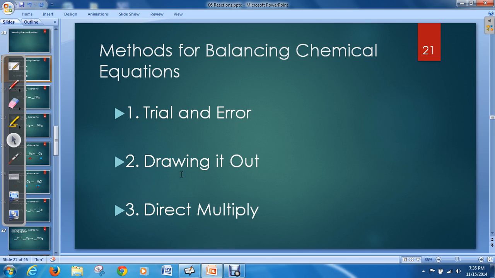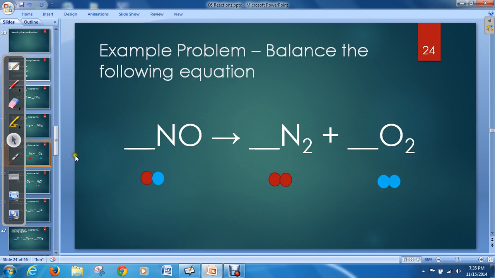Some people, it helps to draw out what is happening, to get a visualization. So let's try this example using the drawing it out method. We have nitrogen and oxygen combined together, and it's going to go into N2 and O2. You'll notice here on the bottom I've drawn out the molecules. If red is the nitrogens and blue is the oxygens, we have an NO over here, and a dinitrogen and a dioxygen over here. Two N's and two O's combined.